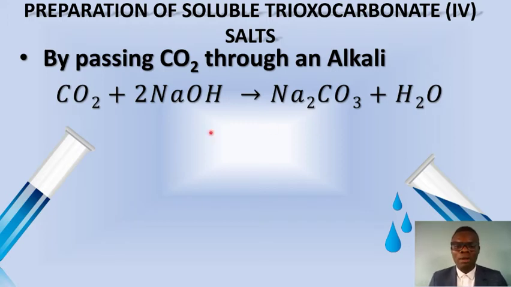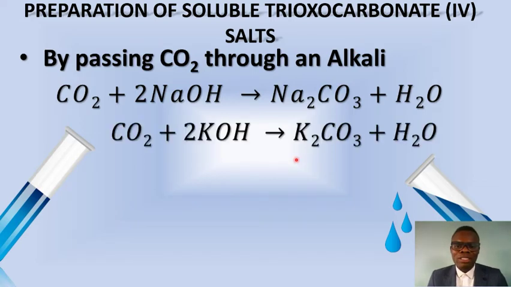So here we are going to have carbon 4 oxide react with sodium hydroxide to give us sodium trioxocarbonate 4 and water. The same thing will also happen when we pass carbon 4 oxide through a hydroxide like potassium hydroxide, an alkali. And the other method of preparing this soluble trioxocarbonate 4 is by decomposing hydrogen trioxocarbonate 4 salts.